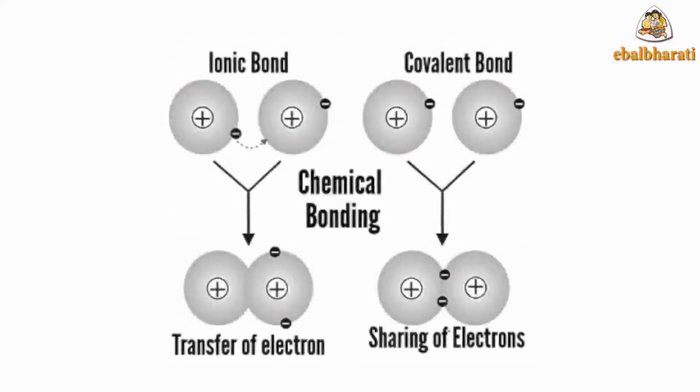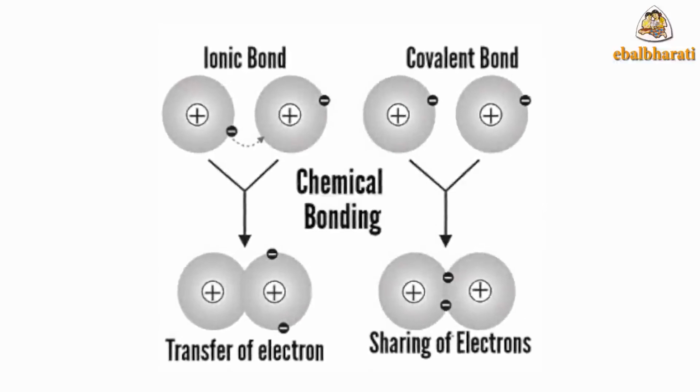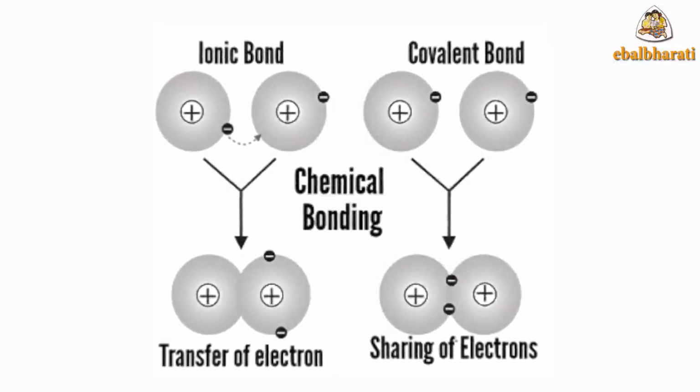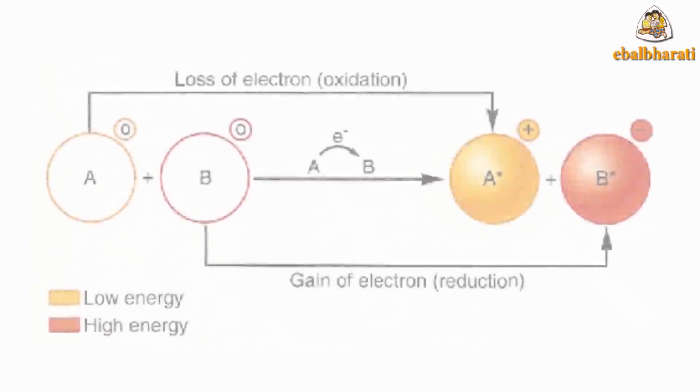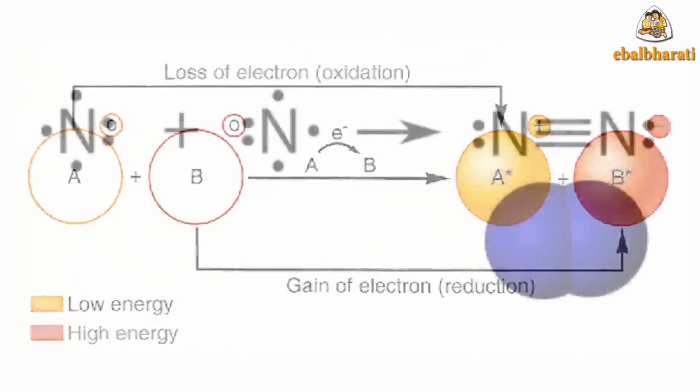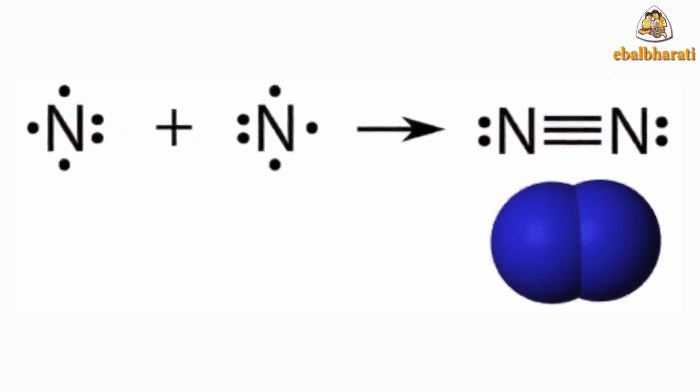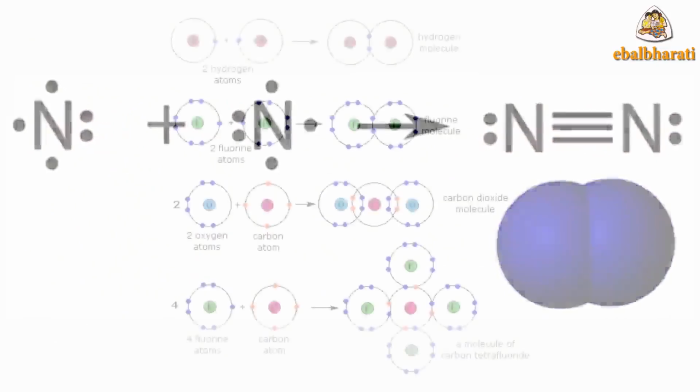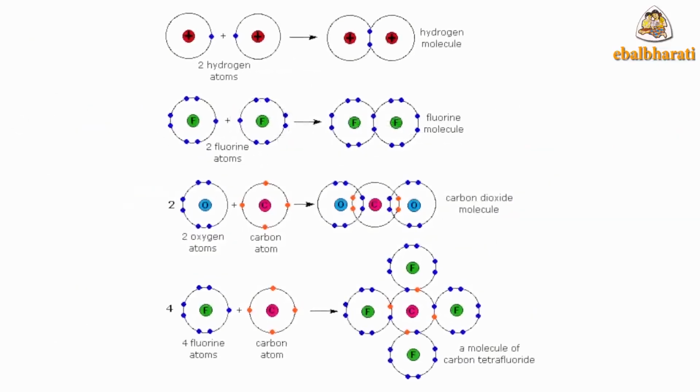How are chemical bonds formed between two atoms? There are two ways of formation of chemical bonds: by loss and gain of electrons, and by sharing a pair of electrons between the two atoms. In either process of formation of chemical bonds, each atom attains a stable noble gas electronic configuration.